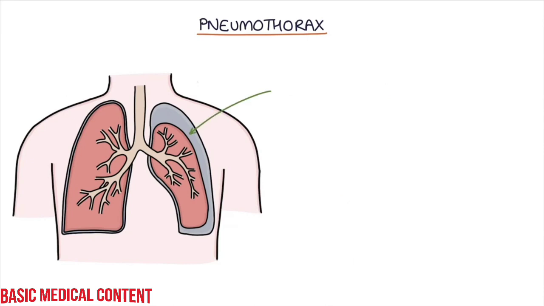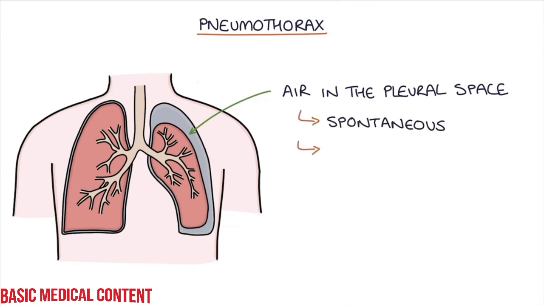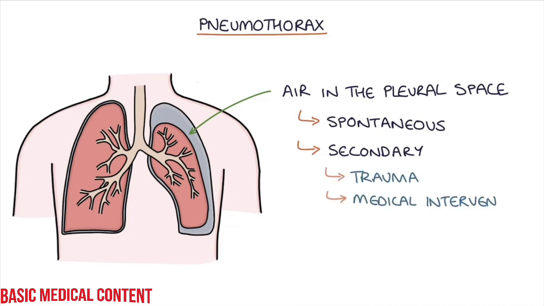In this video, I'm going to be going through pneumothorax. A pneumothorax occurs when air gets into the pleural space that separates the lungs from the chest wall. It can occur spontaneously, or it can occur secondary to other things like trauma, medical interventions, or lung pathology.